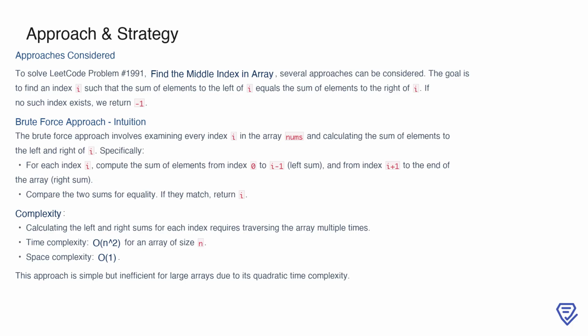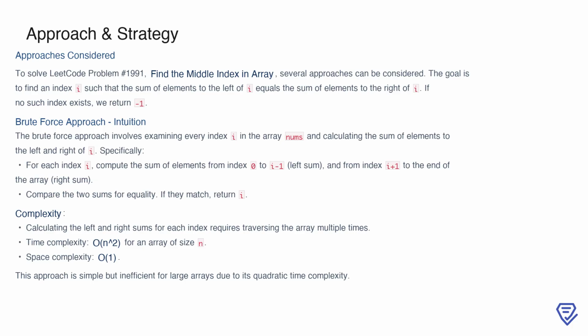One way to approach this is through a brute force method. The idea is straightforward. For every index i, we calculate the sum of all elements before i, the left sum, and the sum of all elements after i, the right sum. We then compare these two sums. If they are equal, we return the index. While this approach is intuitive, it requires recalculating sums for each index, leading to a time complexity of n squared. This quadratic complexity makes the brute force solution inefficient for large arrays.